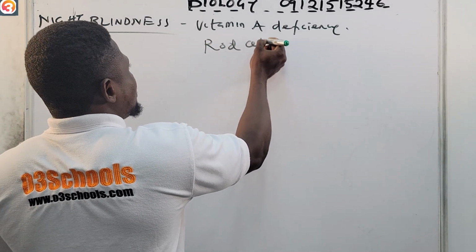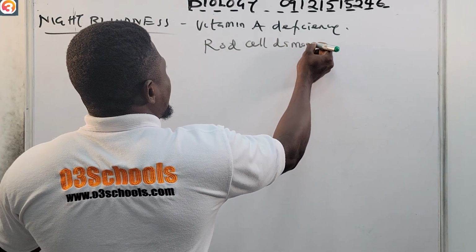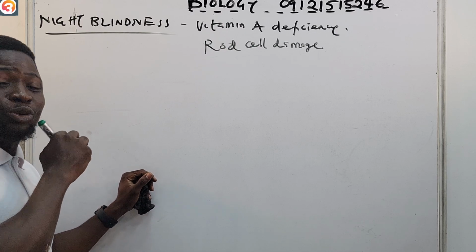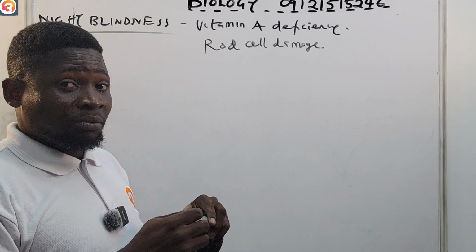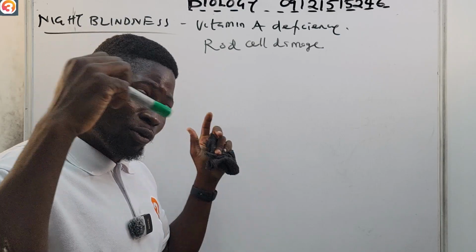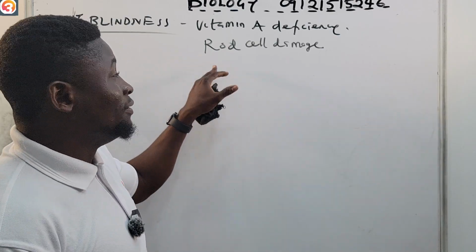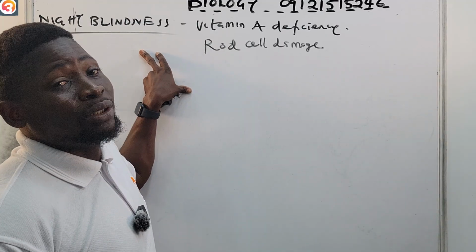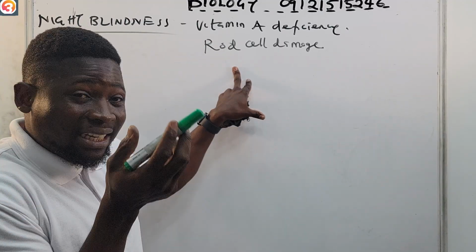Rod cell damage. I will tell you that the rod is sensitive to what? To dim light. I told you the rod is sensitive to dim light. The cone is sensitive to what? To bright light. So if the rod cell is damaged, then it can lead to what? To night blindness, because we're not able to see in dim light.